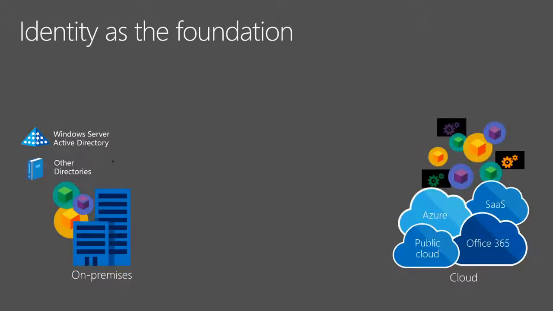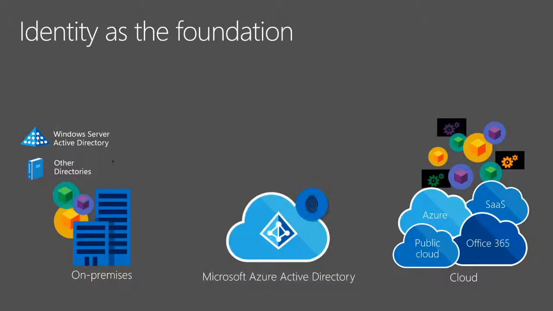So we have, as we know, our on-premises identities. We've got users in Active Directory and non-Active Directory identity stores. We've got devices, domain-joined computers. And then we have the cloud and all of these resources, Office 365, SaaS apps, et cetera. And then we have this thing called Microsoft Azure Active Directory. And what is that, and what does that provide?